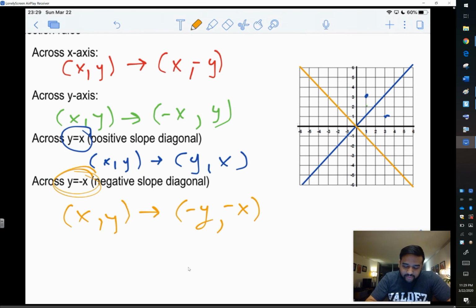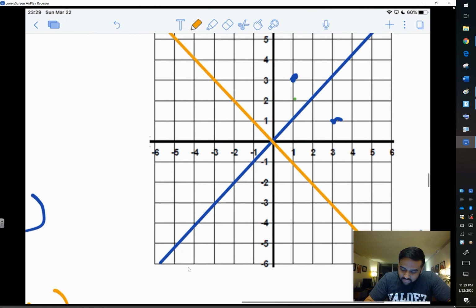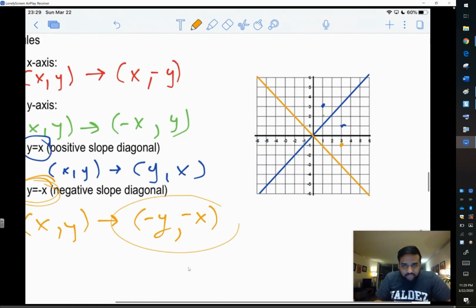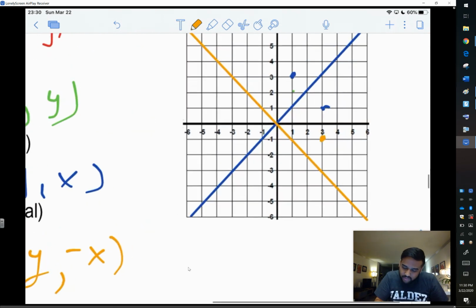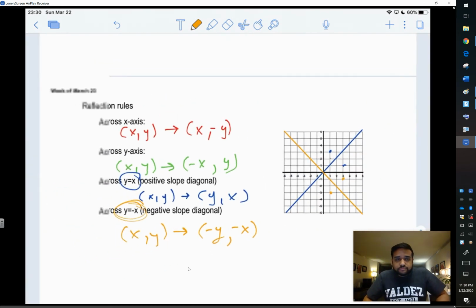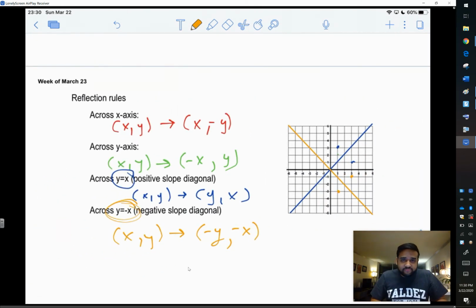Let's do one test example here. Let's say I have the point 3, negative 1. 3, negative 1 is right here. If I flip that across the orange line, it should end up somewhere over there, just visualizing the way it should flip. The rule here says swap the coordinates and make them negative. So currently it's 3, negative 1. If I swap them, it becomes negative 1, 3, but then change the signs. So 1, negative 3. Hey, what do you know? It works. So make sure you know these rules. Very handy.